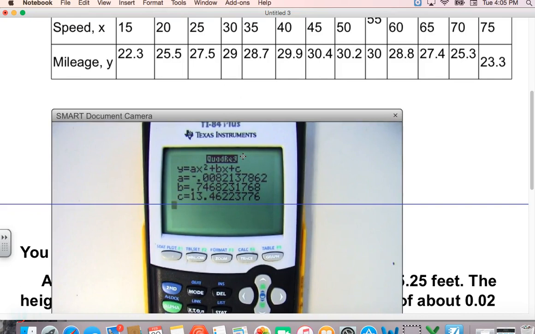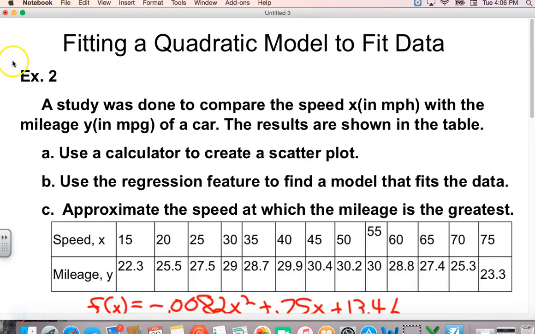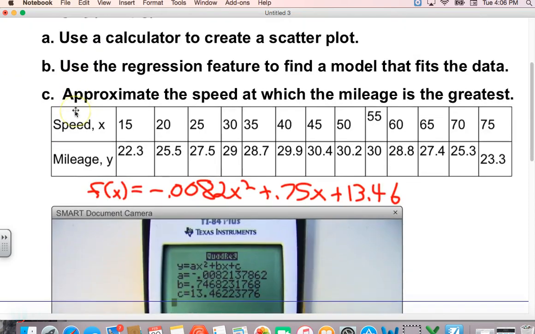So our model, we could say, f of x is going to equal negative 0.0082 x squared plus 0.75x plus 13.46. And that's a pretty good representation. We've got two decimal places that are significant in each of our terms, so that's a good model right there. Now the last step, it told us it wanted us to then approximate the speed at which the mileage is the greatest. So to do that, we want to plot our line.